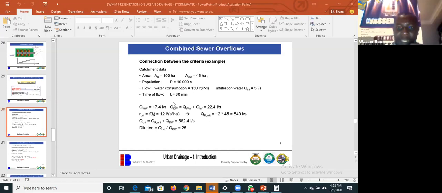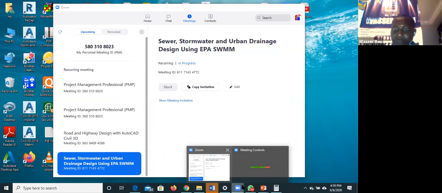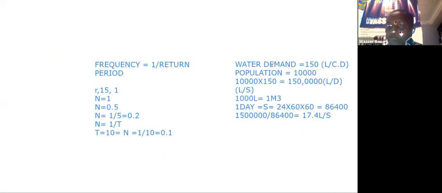Now, I want you to take a look at this. I told us in the beginning that there's a sewer design and the stormwater. Now, how do I get my sewer? The sewer flow, which is the wastewater flow, is simply the population equivalent of that area multiplied by the water consumption. That's what we did. Water demand is 150 liters per capita per day, and the population is 10,000. So automatically, the wastewater that will be generated is the specific value times the number, which is 150 times this.